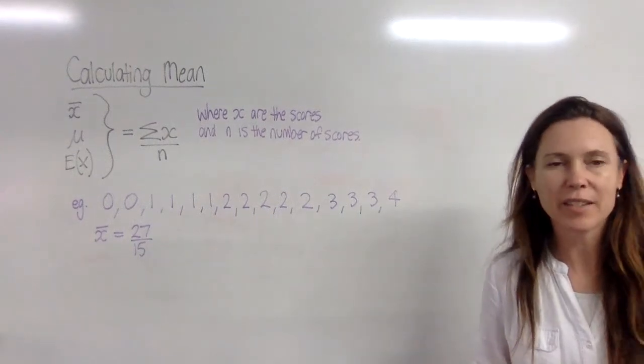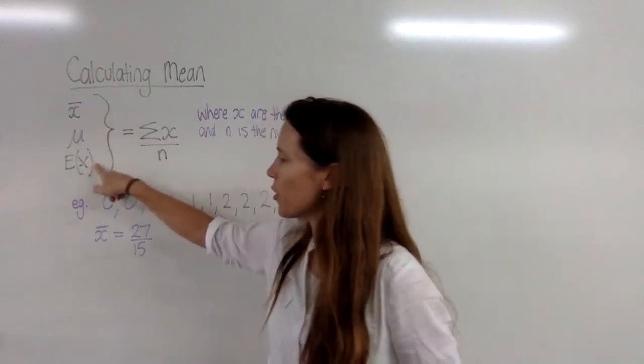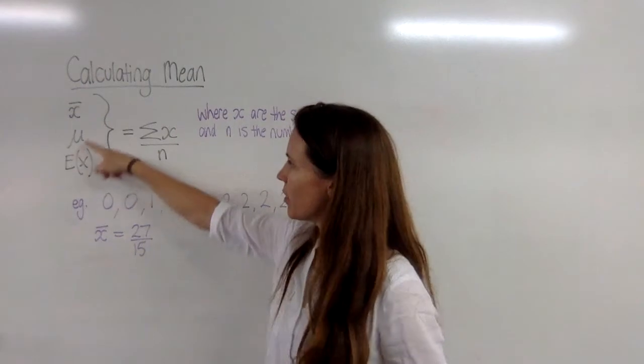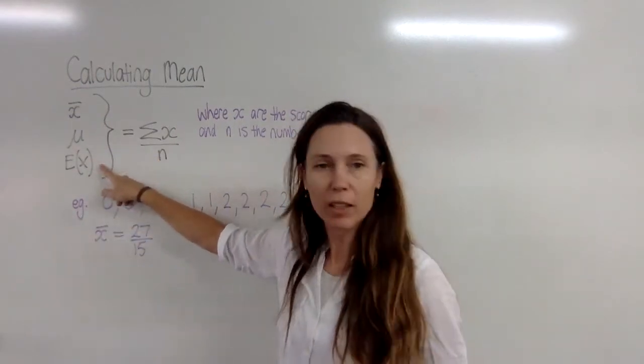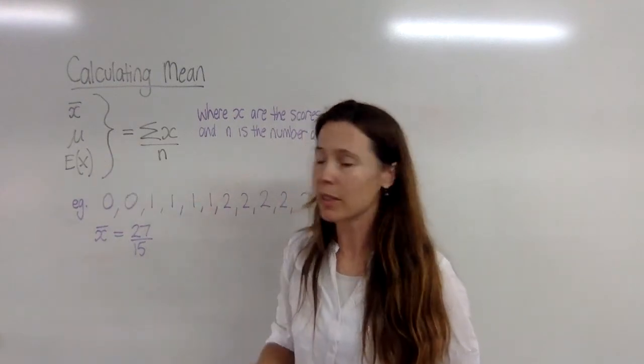Now, calculating mean is something that you've probably done before, but what you might not have seen is that there are a few different notations for the mean. X bar is what we call this one, mu, or the expected value of x. And in fact, we use both of these notations already in our unit on probability.